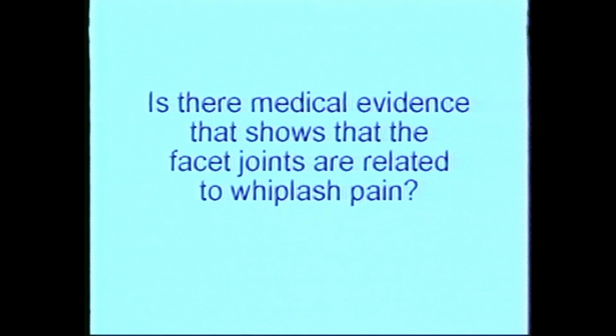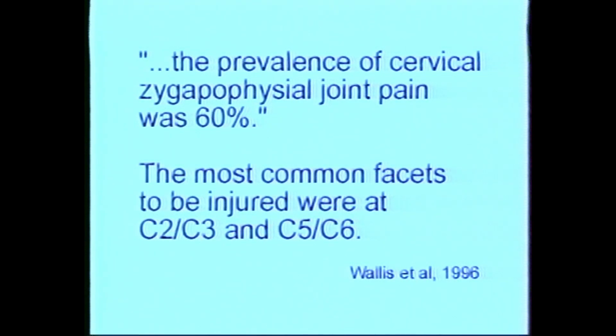A great deal of research on the problem of whiplash has been conducted by a group of researchers at the University of Newcastle in Australia. As early as 1988, this group of scientists had begun to look at the facet joints as a source of chronic symptoms. Then in 1996, they reported in the journal Spine their results from an important study conducted on 52 patients with chronic whiplash pain.